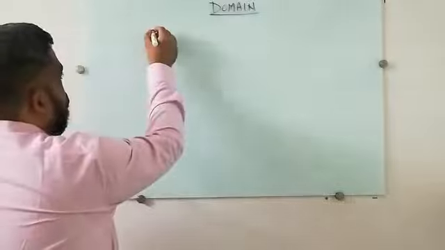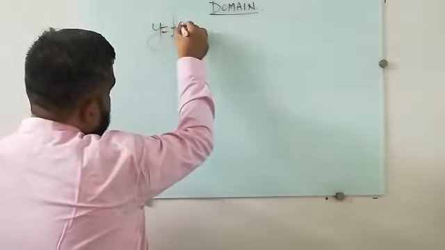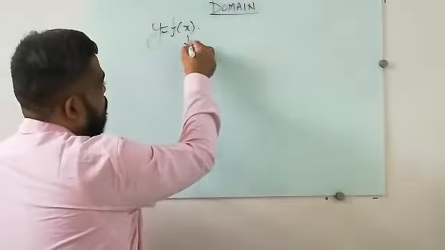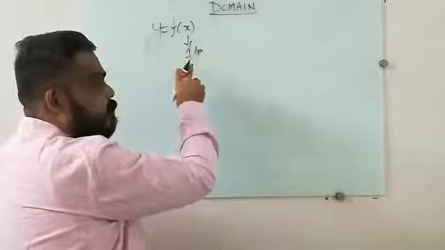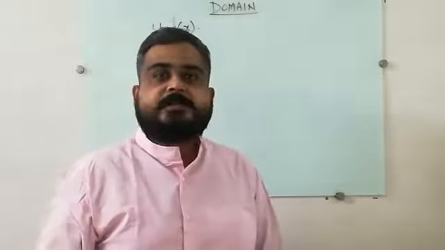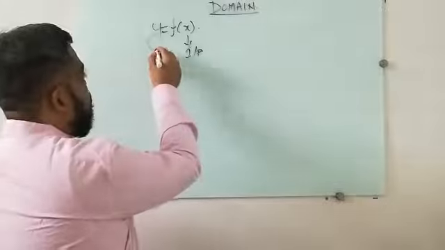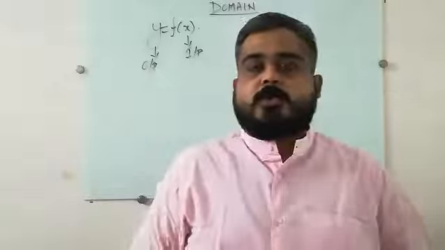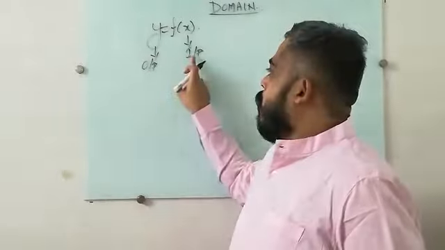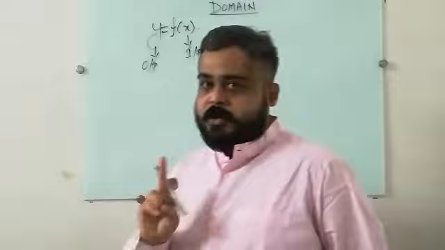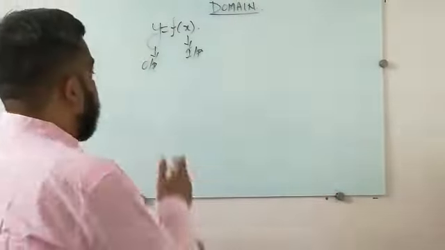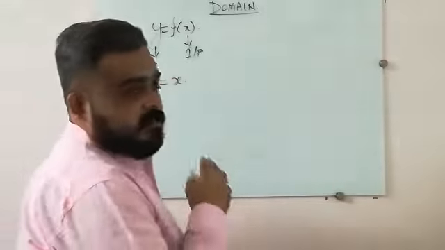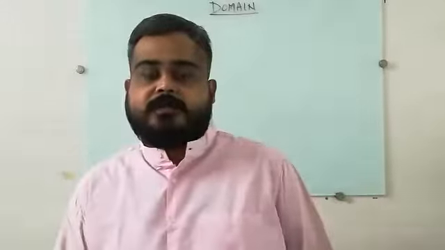So suppose this is a function y equal to f of x. Now the input variable here is this, and corresponding to the values of input variable that we substitute, we are going to get the output variable, that is the value of this function. So domain of the function is all acceptable values of this input variable.